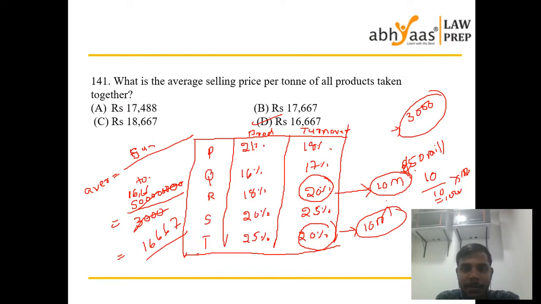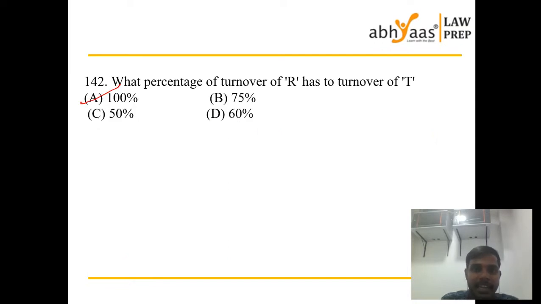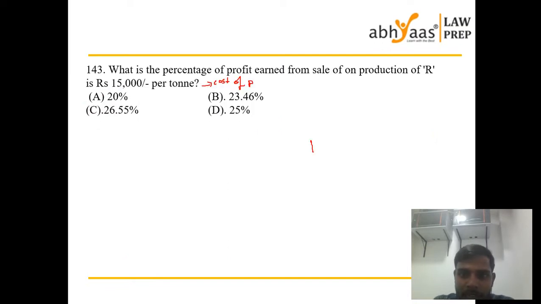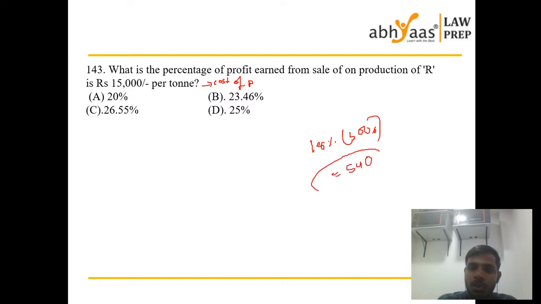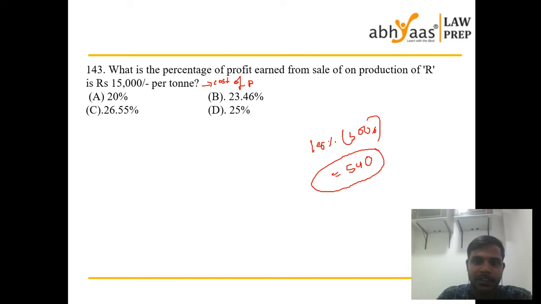Now, what is the total production of the company R? It's 18 percentage. So first we'll find the 18 percentage of total production. The total production is given as 3000. So 18 percentage of 3000 is 540 tons. So the total production of R is 540 tons and the cost of production of R is given as 15,000 per ton. So for 1 ton it is 15,000. I'll calculate it for 540 tons, which is 540 into 15,000.